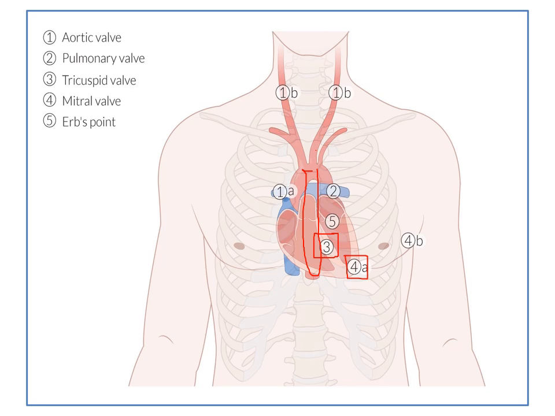For the pulmonary valve, we tend to auscultate for it at the second intercostal space on the left side at the parasternal line, very close to the sternum. For the aortic valve, we tend to auscultate for it at the right second intercostal space, also on the parasternal line. So this is where we auscultate for the aortic valve. This is where we auscultate for the pulmonary valve. This is where we auscultate for the tricuspid valve. This is where we auscultate for the mitral valve.